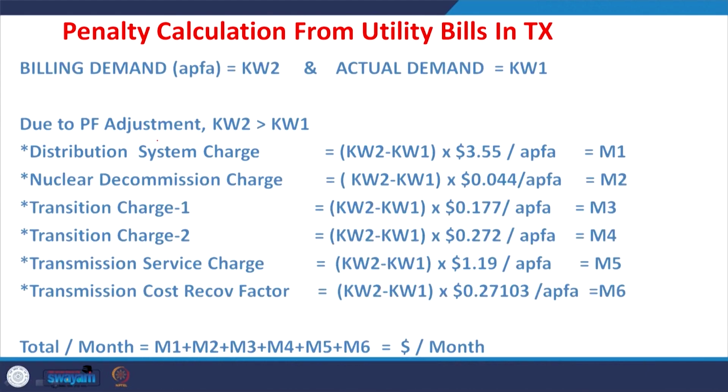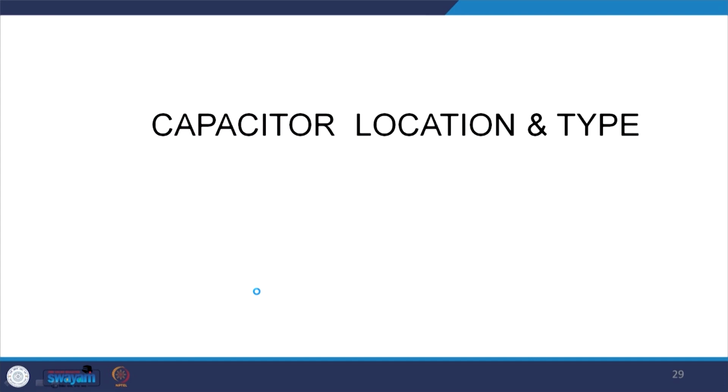So, due to the PF adjustment from kilowatt 2 to kilowatt 1 and distribution charges for the machine 1, nuclear decomposition charges and overall cost you have to bear, that is the total by month M1, M2, M6. It is rupee or dollar or whatever may be, ultimately the phenomenon is the same. So, you have transmission charges, transition charges, transmission service charges, transmission cost recovery factor. All this comes into the picture and ultimately you need to calculate those values and you will be metered accordingly.